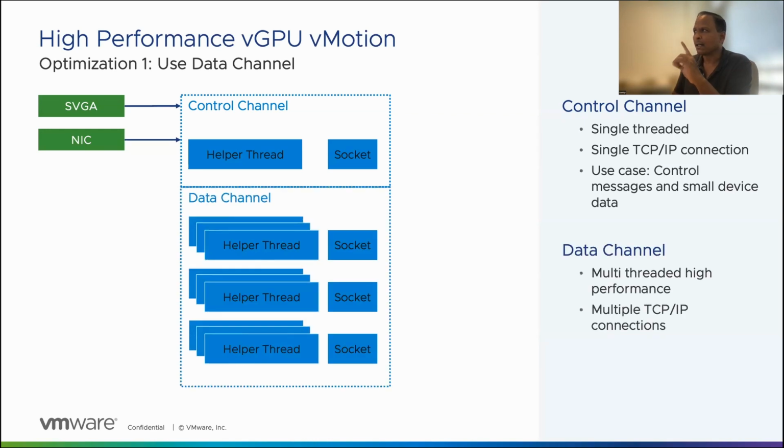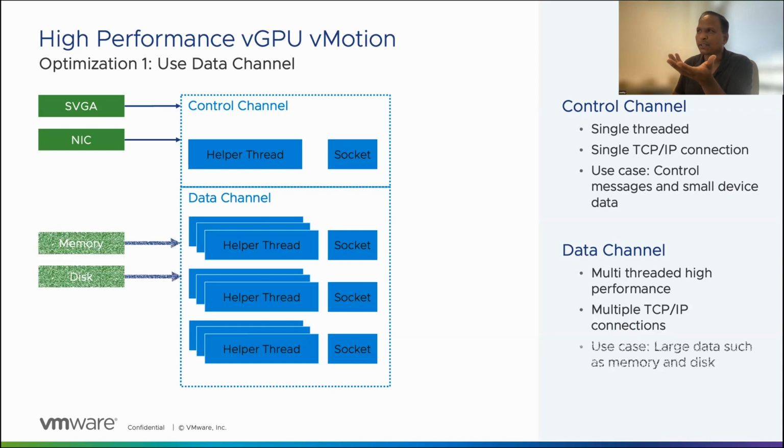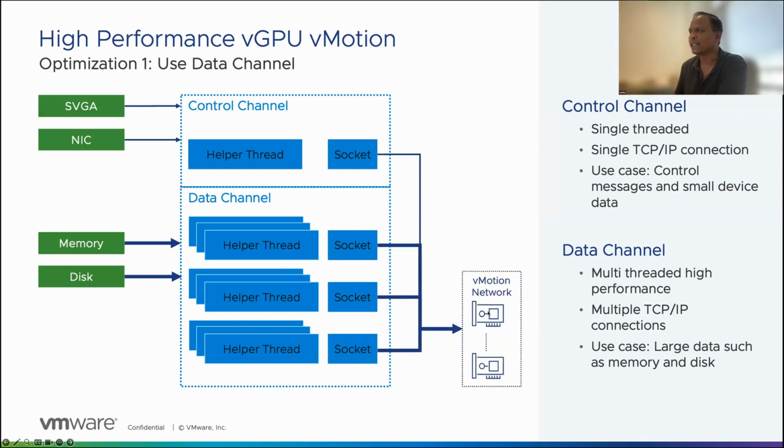We also have a data channel. And this data channel's primary use case is to transfer all the large portions of memory, like VM memory or the VM disk state. These are large amounts of data. That's the reason we use a high-performance data channel, which is managed by the migrate module running inside the VMkernel context. And as you can see, this data channel is driven by a number of vMotion stream helpers, and it also uses multiple TCP/IP connections. One thing I want you to keep in mind is that all the data that traverses both the control and data channels finally has to go over the same physical vMotion network.